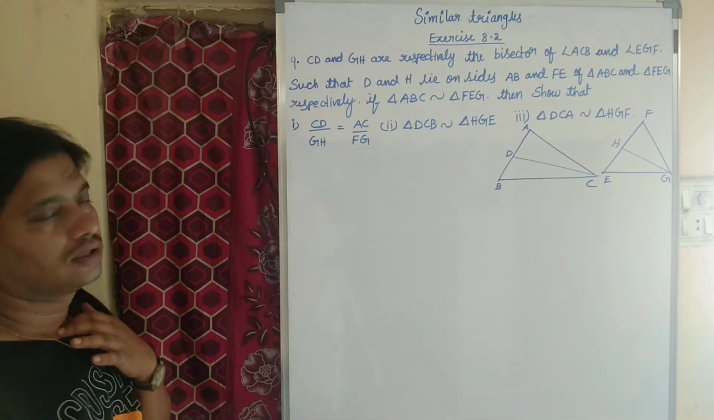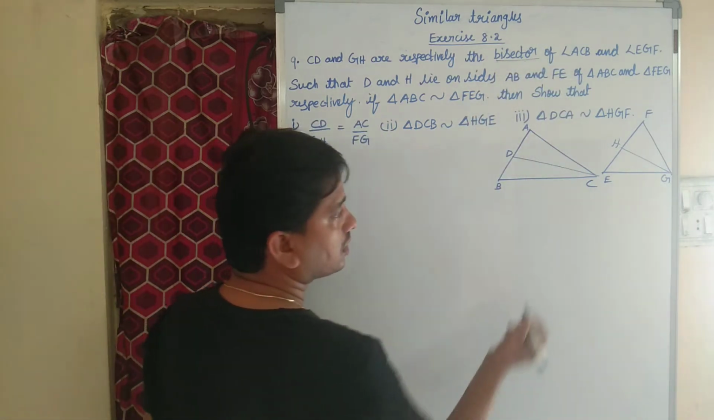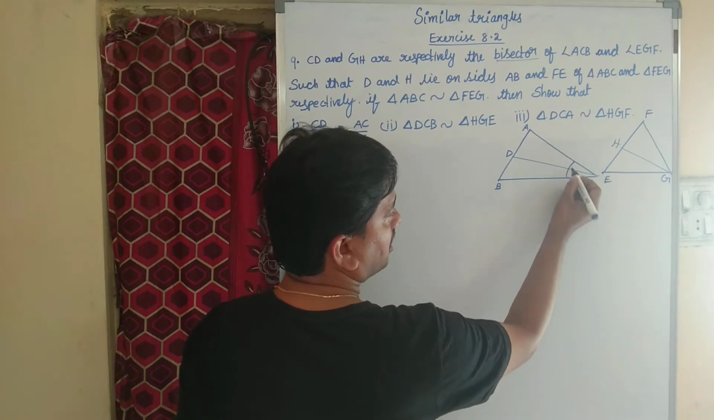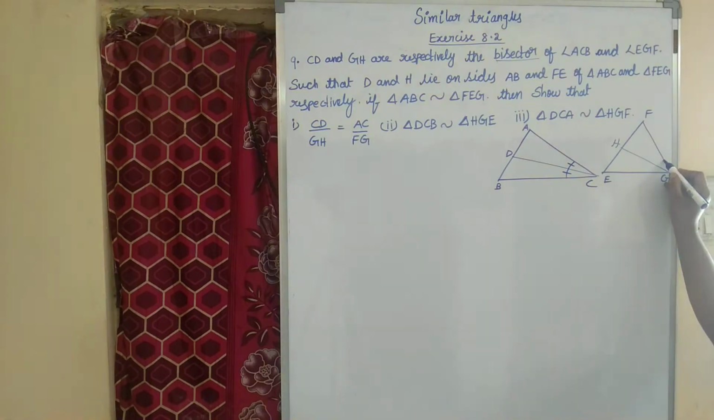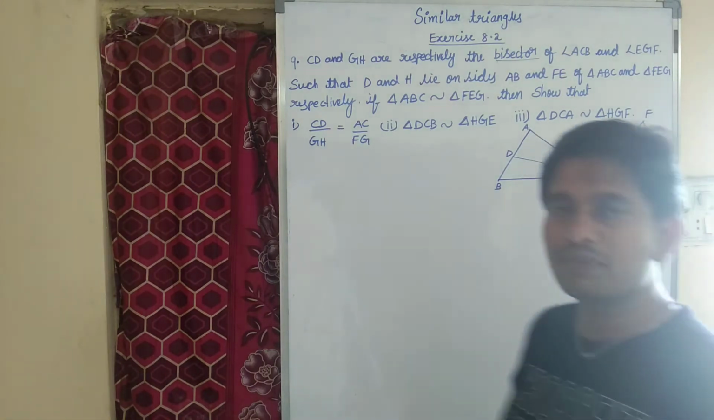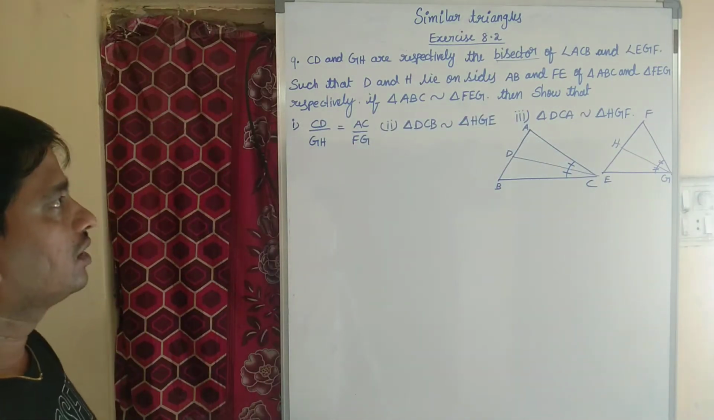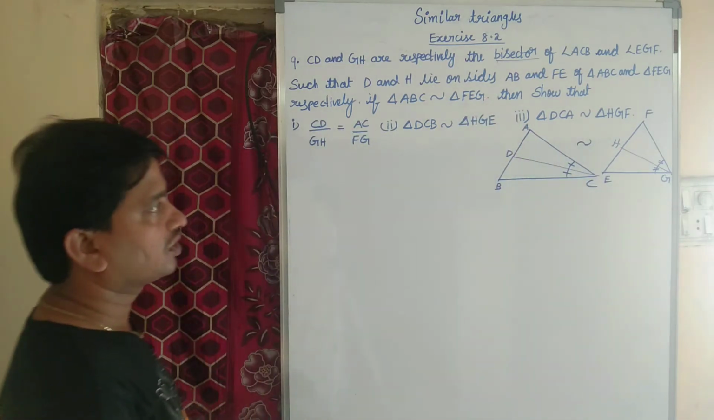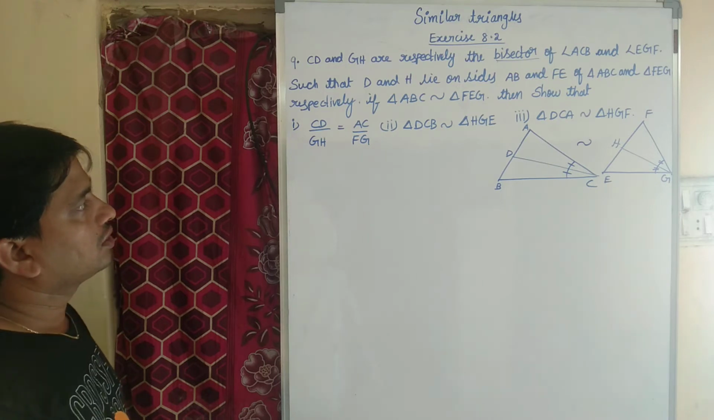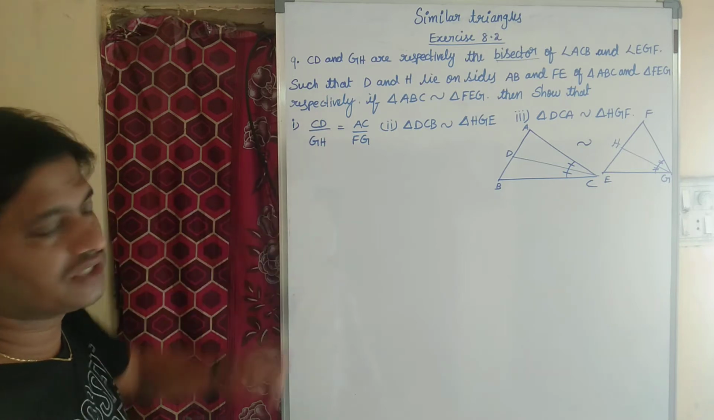Right? What is the meaning of bisector? Bisector means angle C is going to be divided into two equal parts, as well as angle G is going to be divided into two equal parts. That is the meaning of bisector. It divides into two equal halves. Now, as they said, triangle ABC is similar to triangle FEG. Now the question is CD by GH equal to AC by FG.